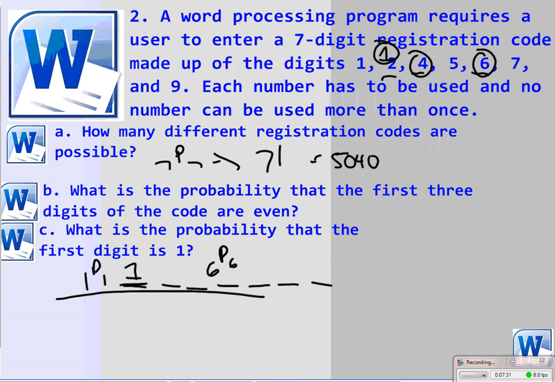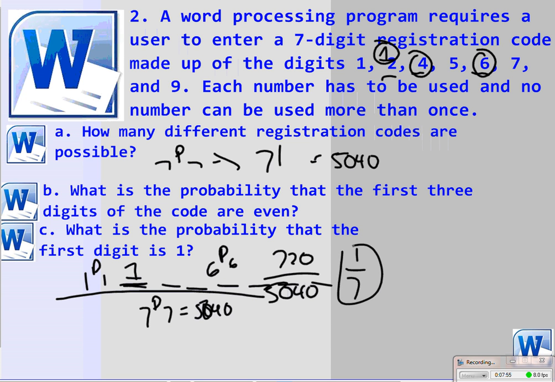Since it's a probability, it's all going to be over 7p7, which is 5,040. So 1p1 is just 1, okay? 6p6 is like saying 6 factorial, and that's going to be 720 over 5,040. So 720 divided by 5,040, that's going to be 1/7.